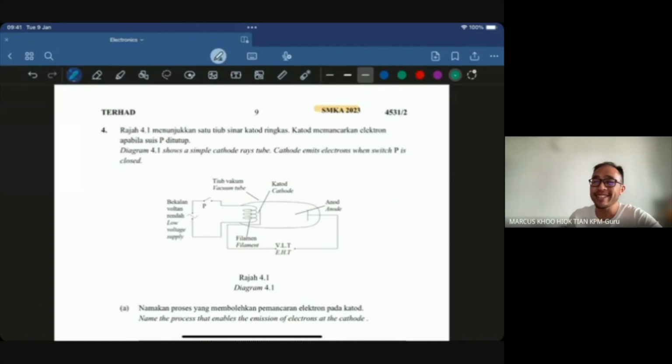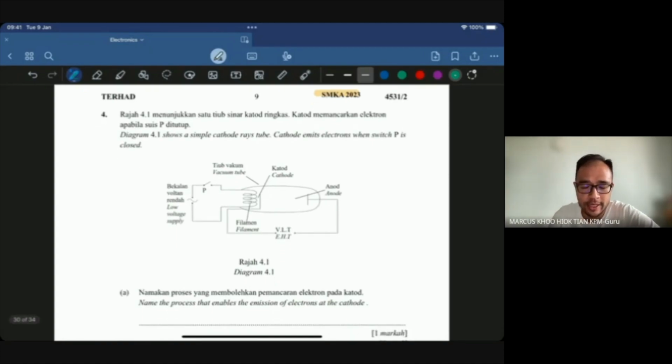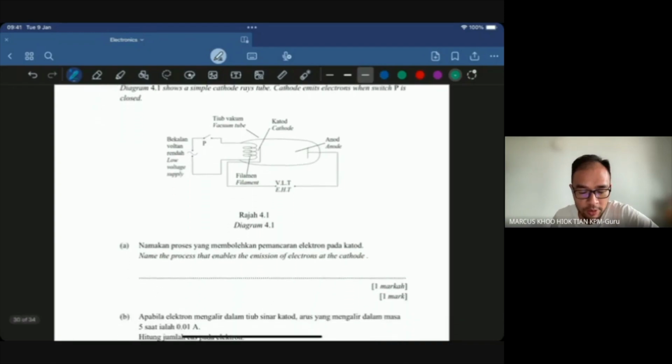Okay, SMKA means once we hit SMKA, we're nearing the end already. And the good news is question 4 lah. So it's not an essay question. Diagram 4.1 shows a simple cathode ray tube. Cathode emits electrons when switch P is closed.